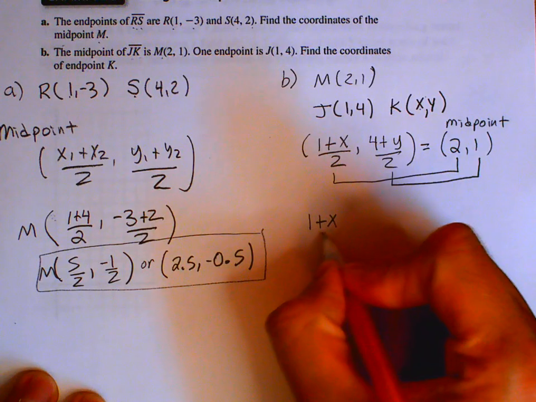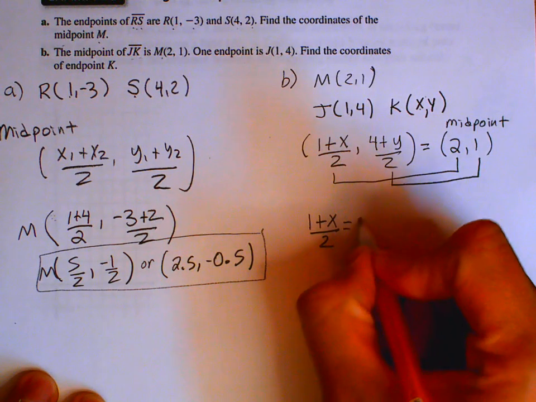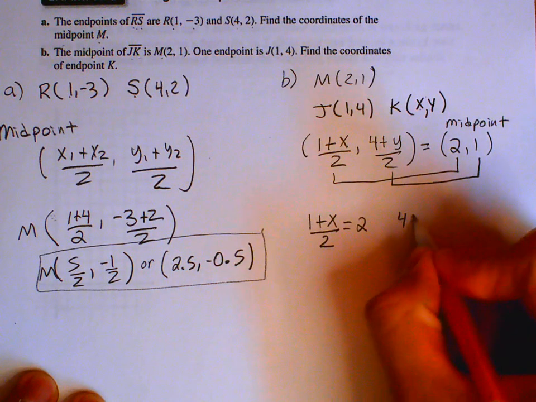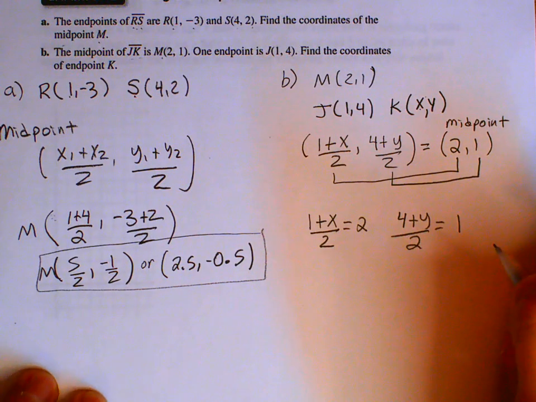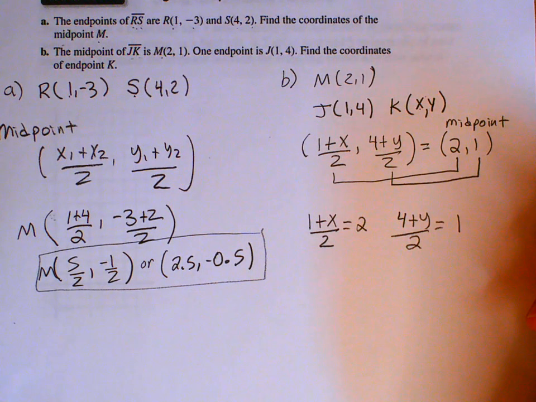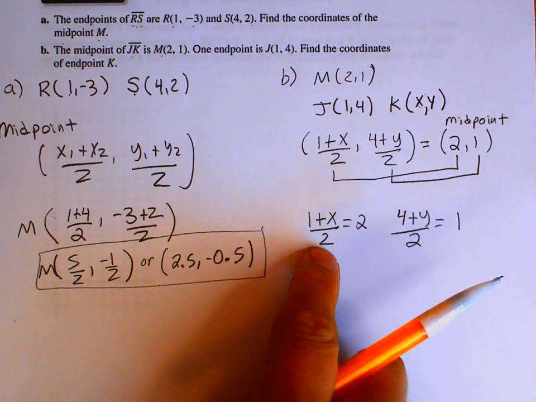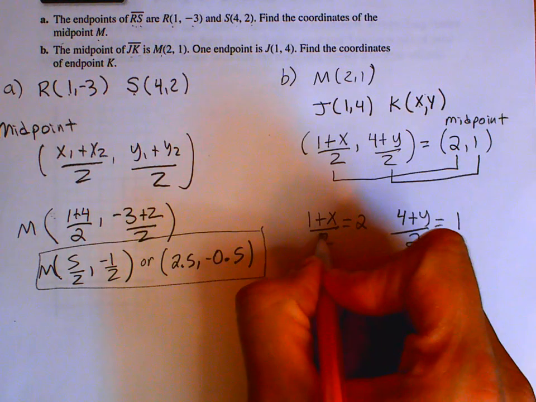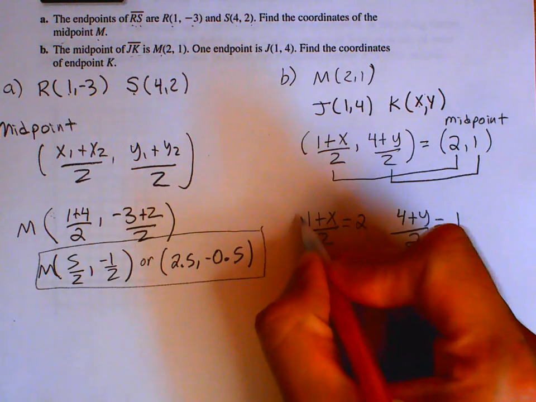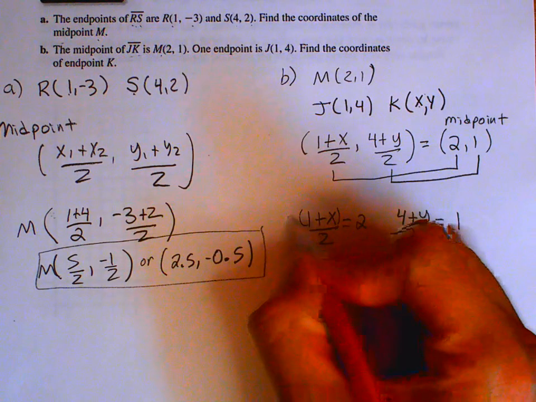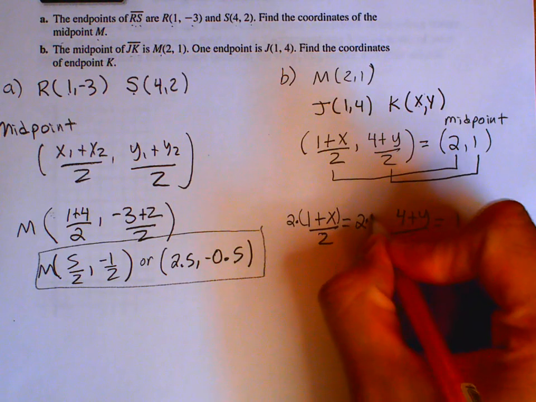1 plus x over 2 equals 2. 4 plus y over 2 equals 1. And now I've got to solve for both x and y. Oh my gosh, a fraction. How do you get rid of fractions? Very simple. Get rid of the denominator by multiplying both sides. So if you multiply this by 2, you've got to multiply that by 2.